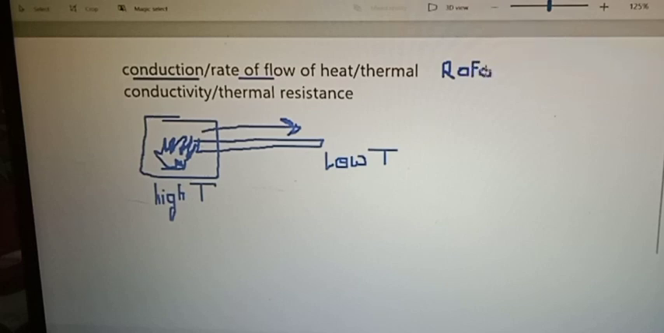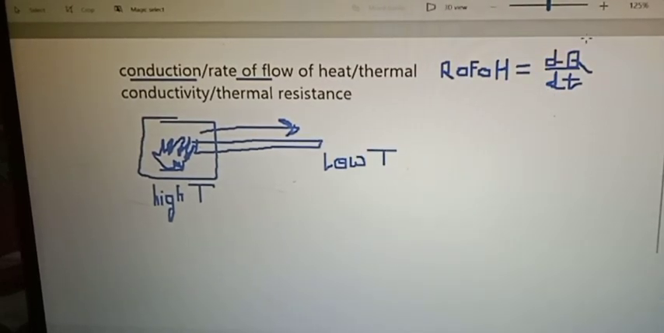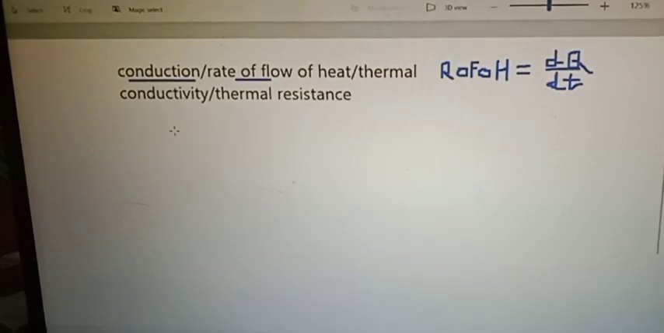So rate of flow of heat, I'm writing it H is equal to dq by dt. Some calculus notation, otherwise we can also write it q by t. Q is heat, so rate of flow of heat, we can say dq by dt together as rate of flow of heat. Sometimes it is written as H also, but okay, we are happy with dq by dt.